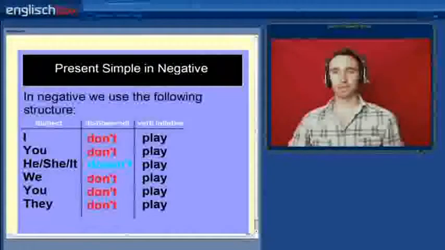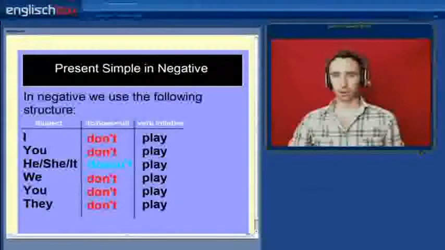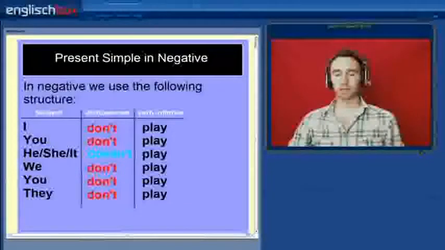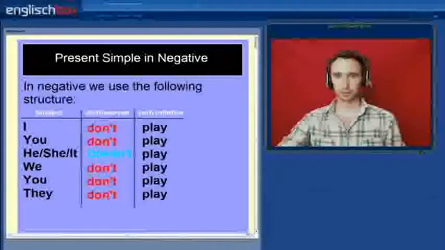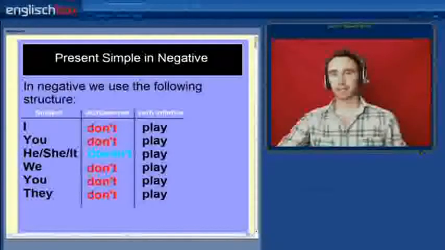Okay. So, that was the positive form. What about the negative? The negative is formed with the auxiliary verb do not or does not. As you can see on the slide, do not can be contracted, shortened to don't, and does not to doesn't. We use doesn't for the third person negative. After the negative, we use the infinitive. I don't play, you don't play, he doesn't play.